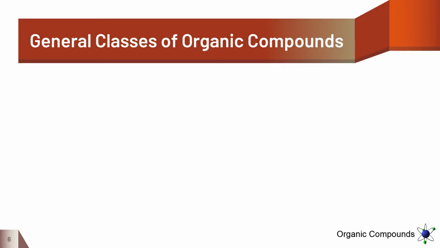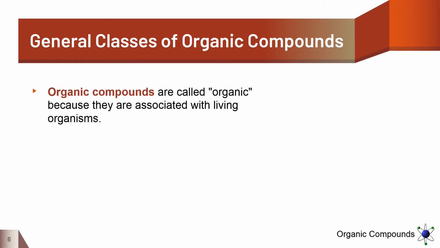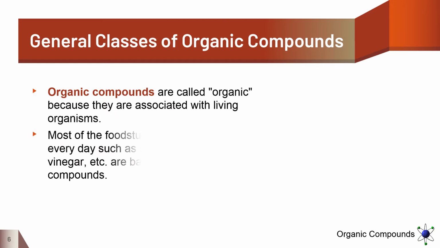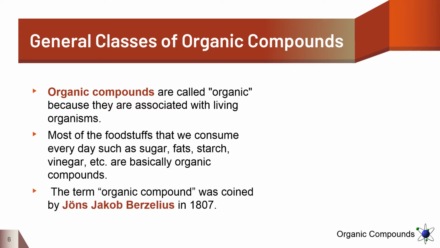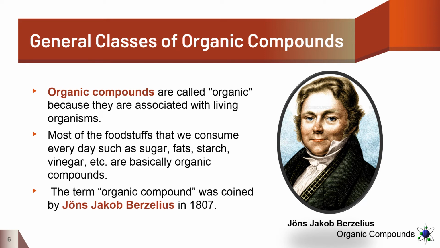Now, let us identify the general classes of organic compounds. Organic compounds are called organic because they are associated with living organism. That is our main clue. Most of the foodstuffs that we consume every day, such as sugar, the fats, the starch, vinegar, and etc., are basically organic compounds. And we can trace back the origin of the word organic compound, which was coined by Jöns Jacob Berzelius in 1807.